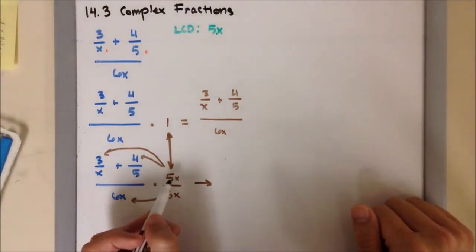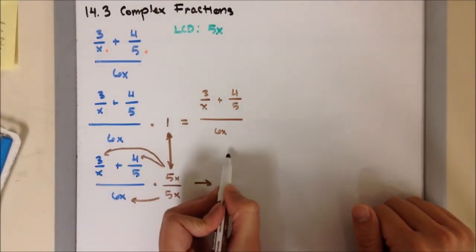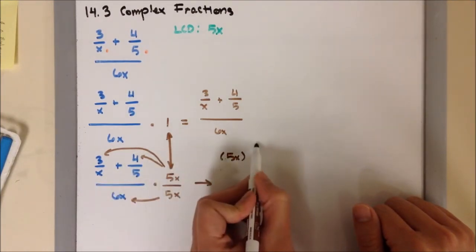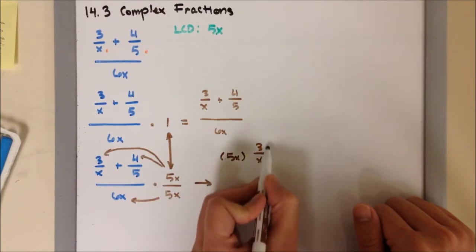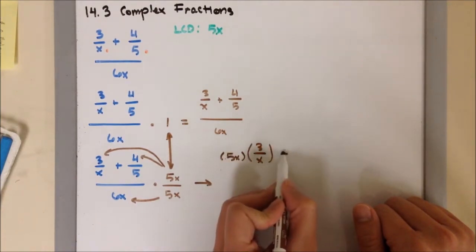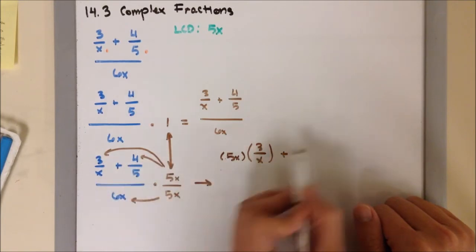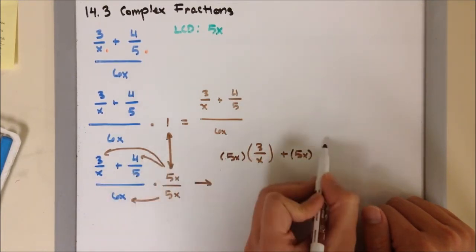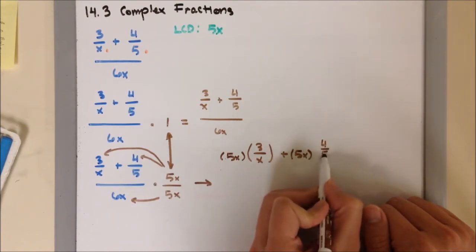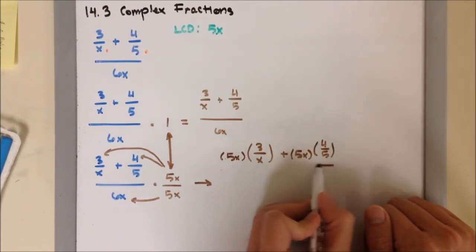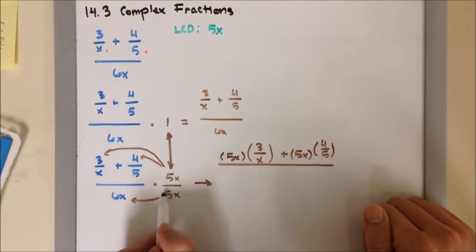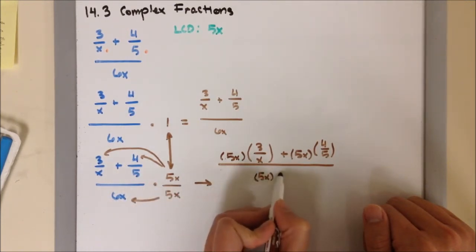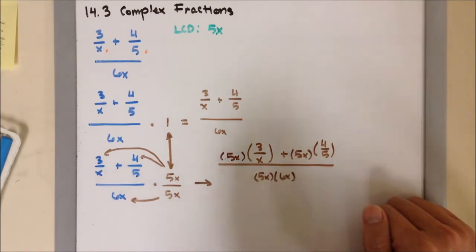So when I distribute the 5x to the numerator, it's going to look like this. 5x times the first fraction, 3 over x, plus, because of the plus sign here, 5x again, times the second fraction, over, I multiply the 5x to the 6x in the denominator. It's going to look like this.